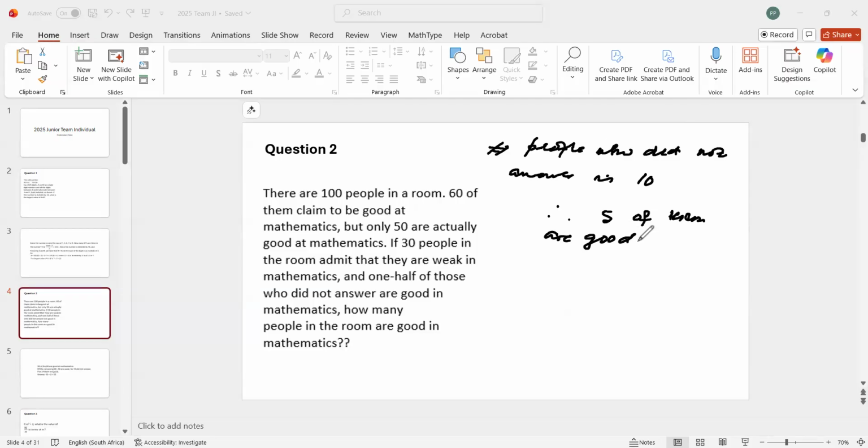Now, why am I focusing on that? Because the question says, how many people in the room are good in mathematics? So of those people who didn't answer, there were 5 of them. And of those who answered, 50 of them were good, according to this. So therefore, you got 50 plus 5. Nothing is said about the people who said that they are weak, right? So you'll have to accept that all of them are genuinely weak. So there's nobody good in mathematics in that lot. So the answer is 55.